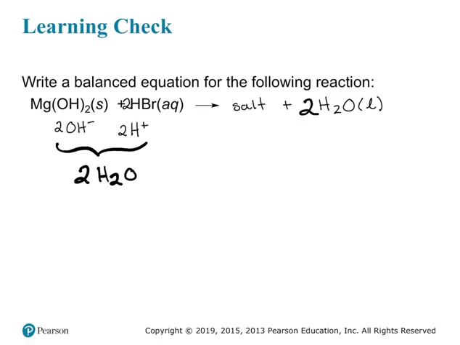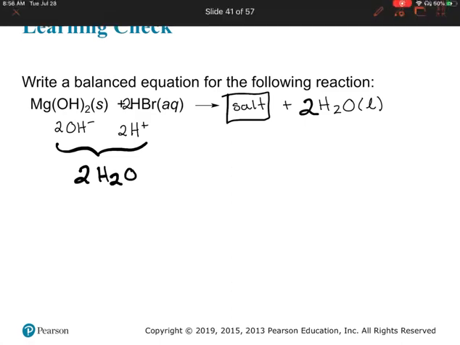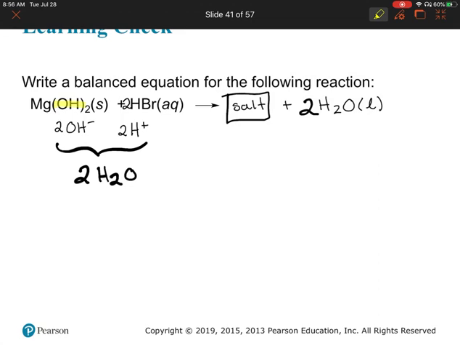Okay. So the next step, we have to figure out what is the salt that forms. So we just used our hydroxide ions and hydrogen ions to make water. So what's left over? So we've got magnesium and we have 2 bromide ions. So we've got Mg and then we have 2 bromines. So Mg has a 2+ charge. What's the charge on bromine? -1, and we have 2 of them. So that would make MgBr2.